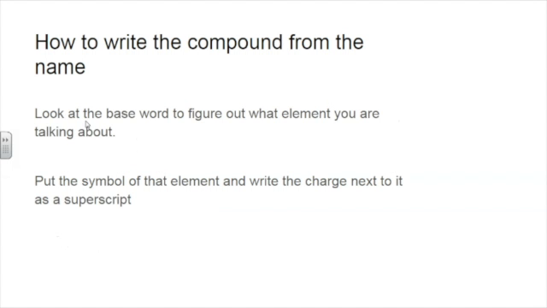How do you write the compound from the name? We just talked about if we see the compound, how to get the name from it. So now we're switching it. What happens if I give you the name? How do you write that compound? You look at the base word to figure out what element you're talking about. You put the symbol of that element and write the charge next to it as a superscript. So kind of like what we've already talked about.